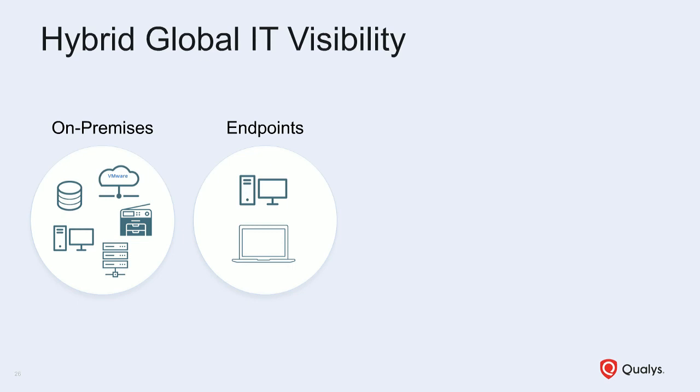Now, what we spoke about until now covers pretty much on-premise and endpoint. So you have different sites, different on-premise assets, and then you have mobile users, people that are roaming. You have sales agents, who might have a different physical location every day.